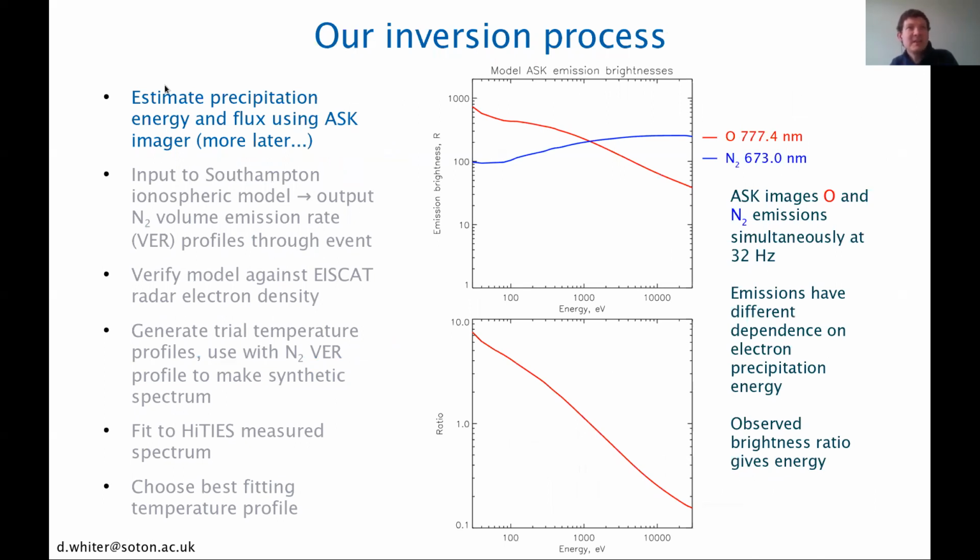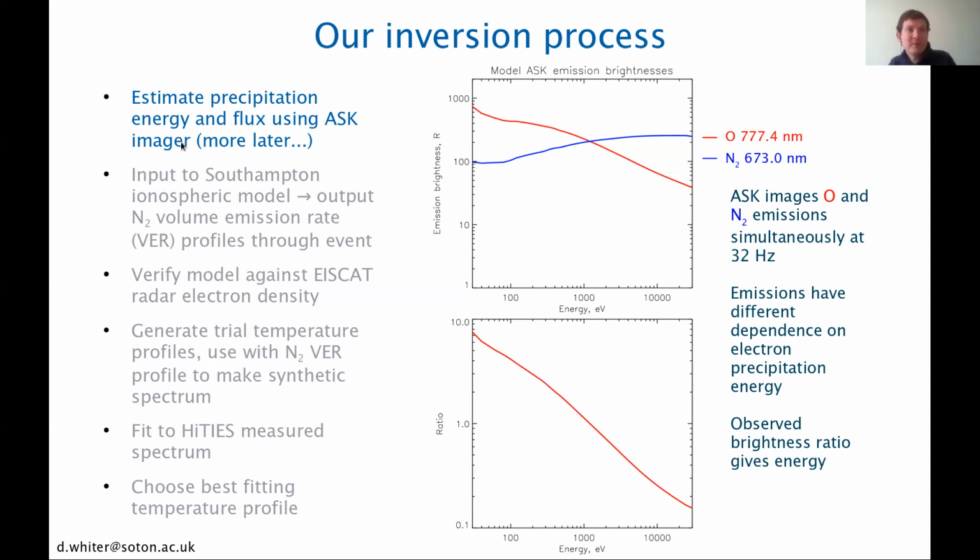So firstly, we need to get the energy influx of the electron precipitation. I'm not going to go into a lot of detail about that now, but I'll come back to it a bit later. For now, just know that we use a different instrument called ASK, which is an imager, and it looks at two different emissions simultaneously, and those emissions are sensitive to different electron precipitation energies. And so by looking at those simultaneously, we can work out what the energy influx of the precipitation is.